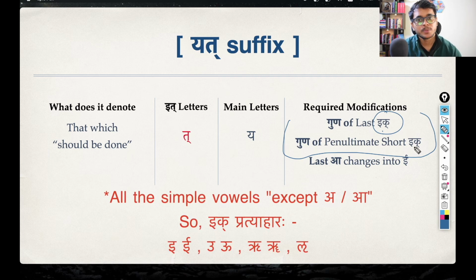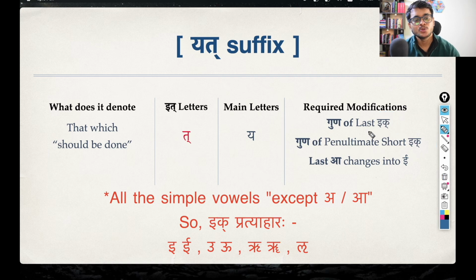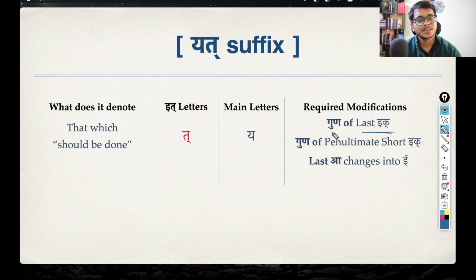So all these five simple vowels are represented with this pratyahara ik. Okay, so if the dhatu has a last ik, then the guna happens. And if the dhatu has the short ik as the penultimate letter, as the second last letter, then also the guna happens. Okay, this is the required modification of this dhatu.